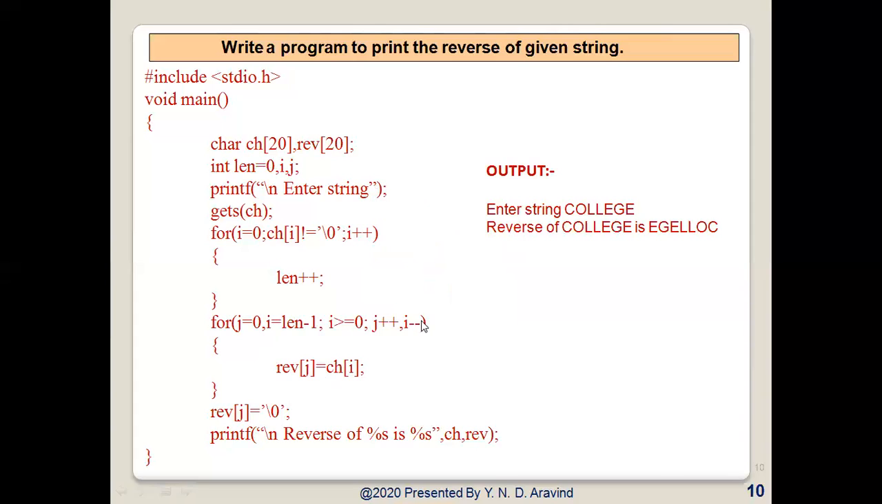Now what have I done? I have i minus minus. Now the i value will be 5. And j plus plus. The j value will be 1. So in reverse[1], I will be sending the G value. In reverse[2], I will be sending the E value. In this way, I have sent all the values into the reverse. Once after entering all the values, I have entered the last one, reverse[7] is equal to \0. Now the reverse of string %s is %s. So the reverse of ch, college, is EGELLOC. So that will be printed.